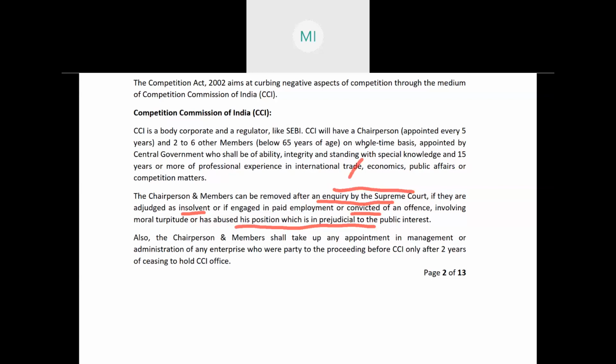Similarly, if they are resigning and going out of CCI, they cannot join any private enterprise on whom a case was running before CCI, but they can join only after 2 years. This is just to prevent them from going and supporting them. So only after 2 years can they take up any kind of job in a private enterprise. This is like a restriction period. They can take up private employment only after 2 years of ceasing to hold the CCI office.